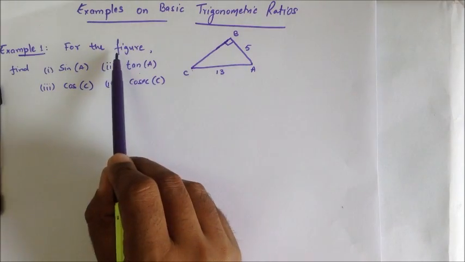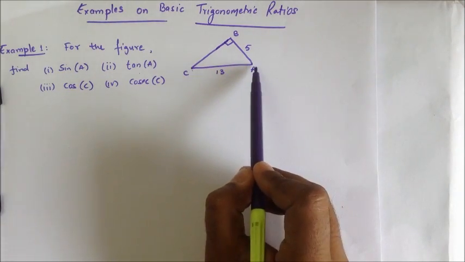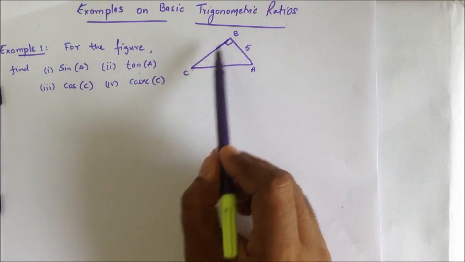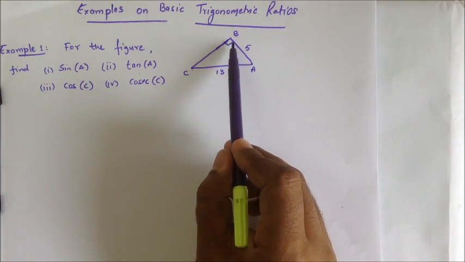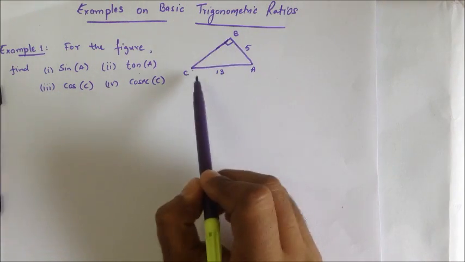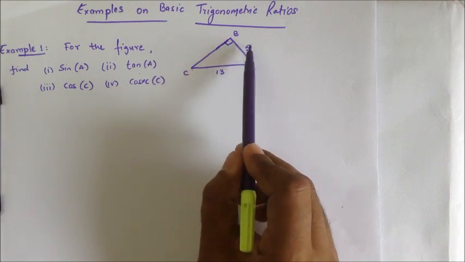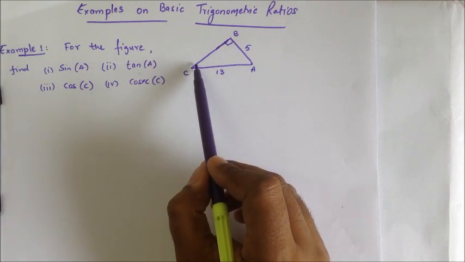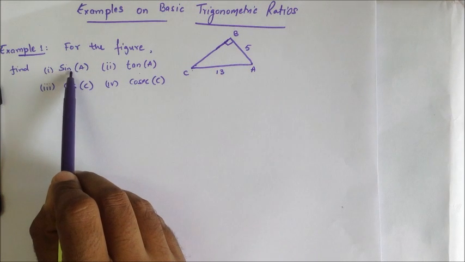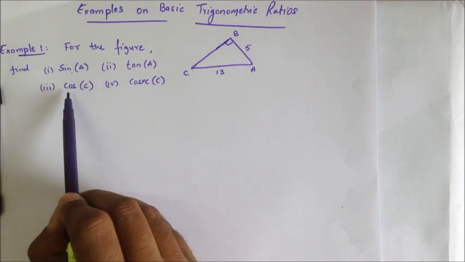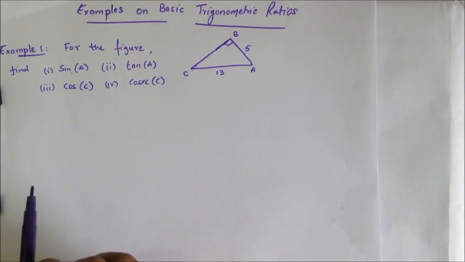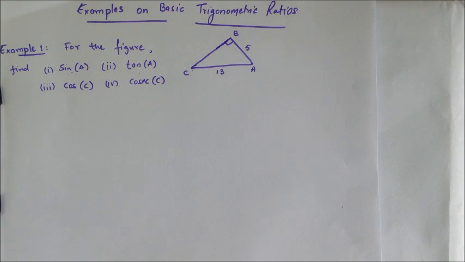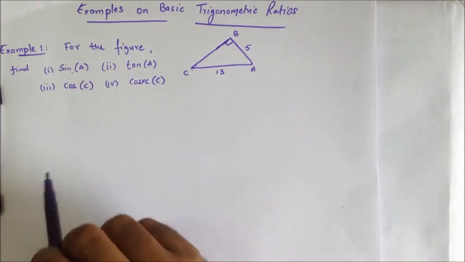Question for the given figure. Now this is a figure in which we have a triangle ABC which is right angled at B. AC is given as 13, AB is given as 5, the side BC is not given. We have to find sine of A, then tan of A, cos of C, and then cosec of C. So before we move ahead for calculating these trigonometric ratios, first we need to analyze this particular triangle.